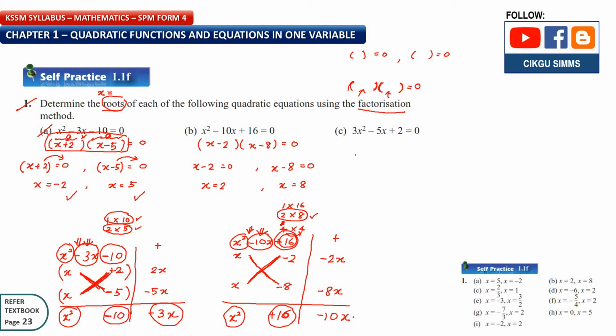Okay, let's move on to the second one. This is a little bit tricky because a is not 1, right? A is 3. So we can check if we can divide everything by 3. Okay, so 5 is not divisible by 3. So we cannot simplify first before solving. So don't worry, we just continue doing the same thing. 3x squared minus 5x plus 2.